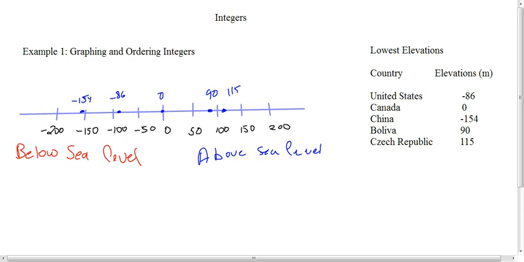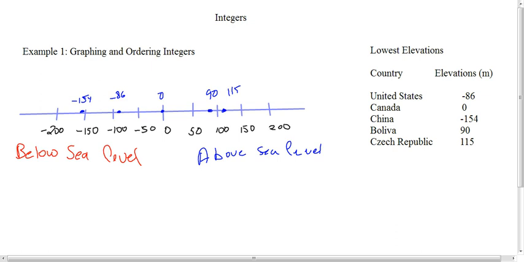So what I've already done is I have plotted each one of the elevations for the country. We see a negative 86. Notice I started at 0. And let's take a look at my increments. Increments are in 50s: 0, negative 50, negative 100, negative 150, negative 200. As we go left, every number to the left is smaller than the number to the right. Starting from this 0, as we go right, the number to the right is larger than the number to its left.